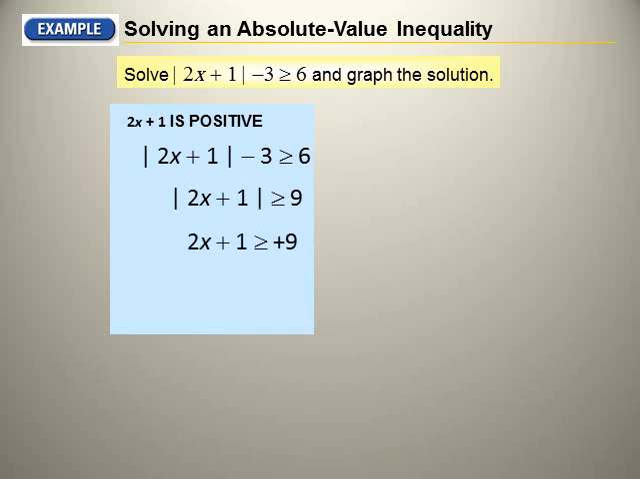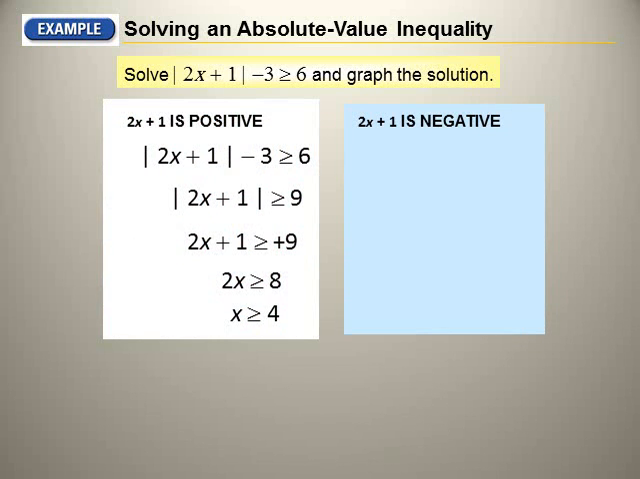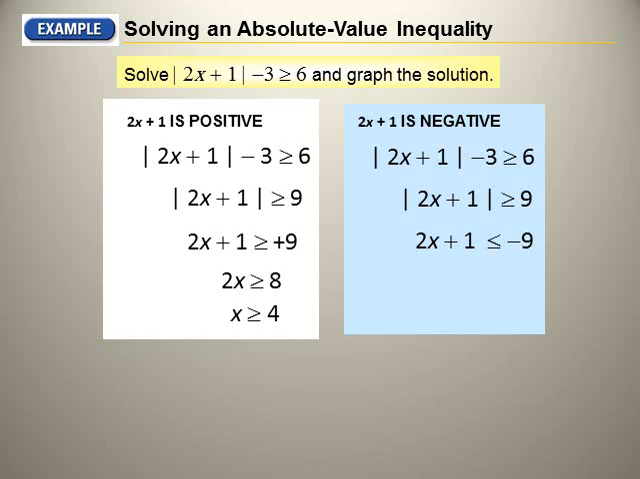First one, 2x plus 1 greater than or equal 9. Solve for this inequality. It will be 2x greater than or equal 9 minus 1, 8. Then x greater than or equal 4. And the other one will be 2x plus 1 less than or equal negative 9. That means 2x less than or equal negative 10. Because we have 2x, we are going to divide both sides by 2. That means x less than or equal negative 5.